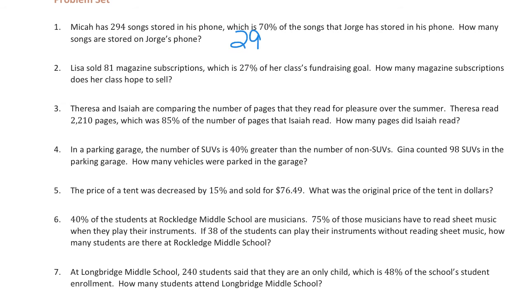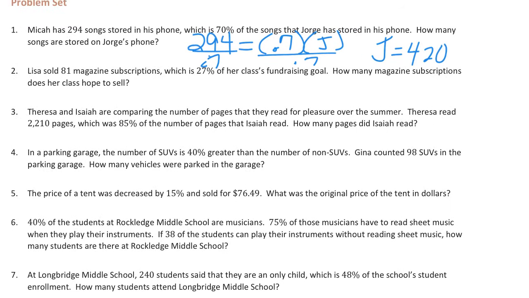So 294 equals 70%. I'm just writing my percents as decimals, times the amount that Jorge has. So I divide both sides by 7/10. And Jorge has 420 songs.